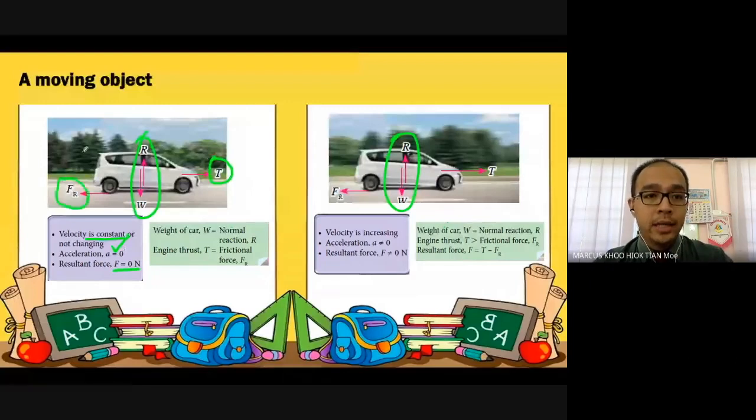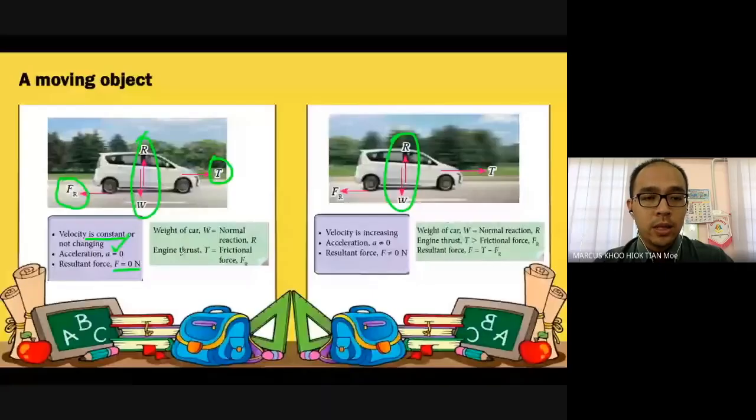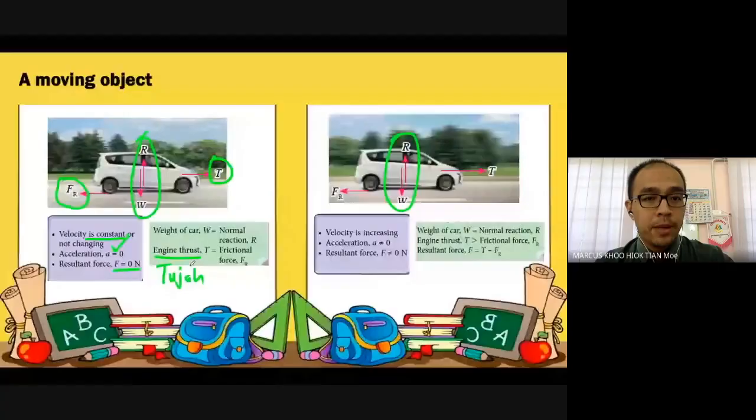Okay, and in a moving car, we call this force to the front an engine thrust. Dalam bahasa Melayu is called tujah engine lah. Okay, so daya yang menolak kereta itu ke depan is called the engine thrust, and the behind force, the force that is pulling it back, is frictional force.